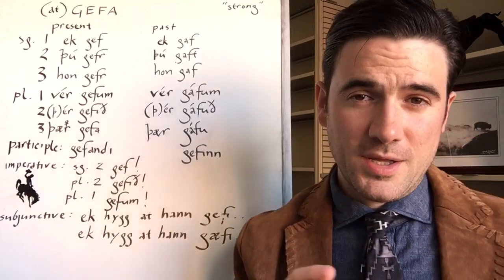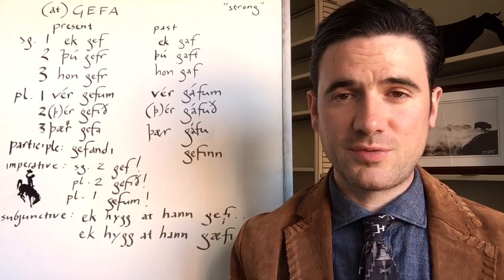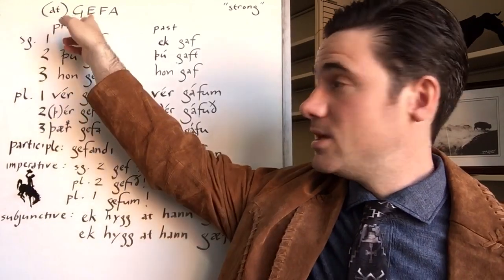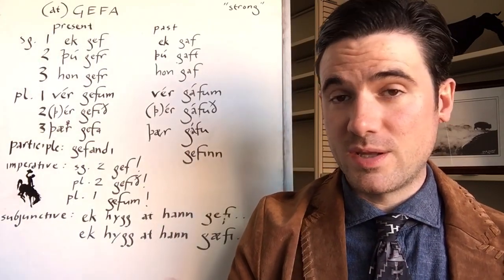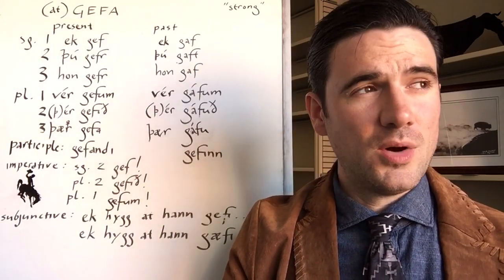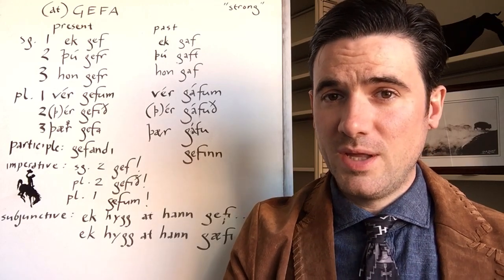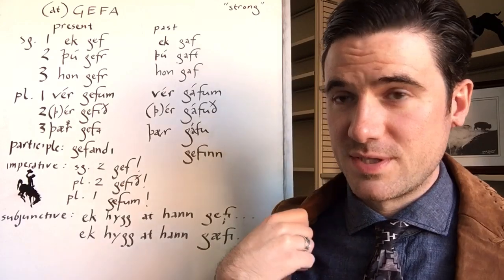Now, with strong verbs that have a front vowel in the root, so strong verbs that have an e in the root, or an i, or a long e or long i, or the combination ei, this system will work for the present tense endings.